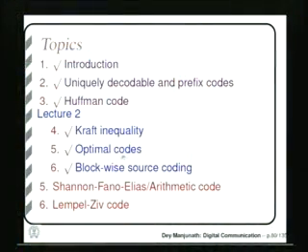So, we have done in this class Kraft inequality and optimal codes. We have not done blockwise source coding; we will do it in the next class, and we will also do the Shannon-Fano-Elias arithmetic code and the Ziv-Lempel code in the next class.